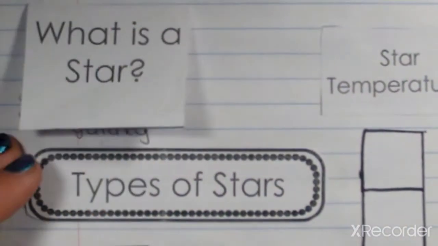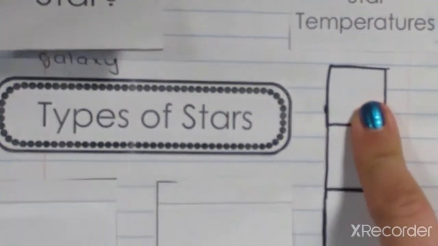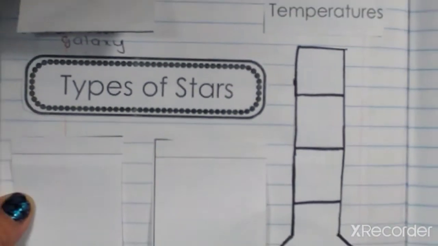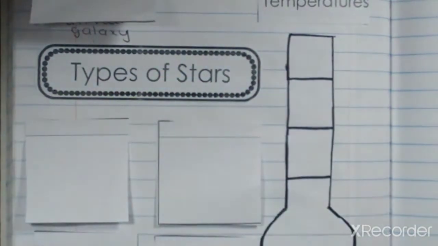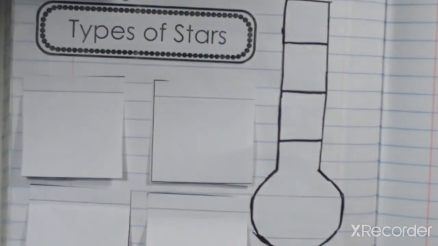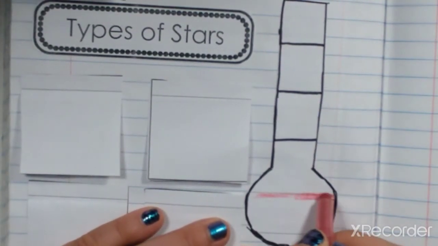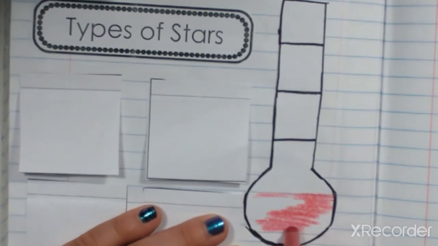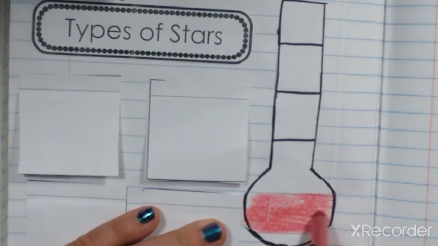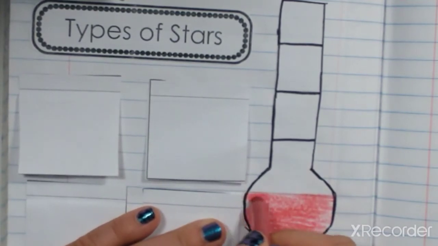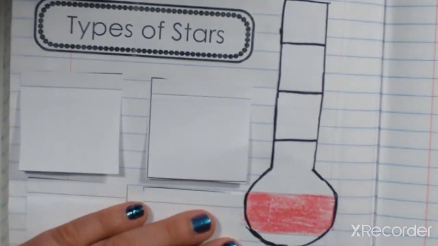Okay, so types of stars. As we go further down the thermometer, the colder something is. The higher we get, the warmer it is. So we're actually going to start with the coldest stars first. Now they're not cold, it's just out of all of the stars, they are the coolest. So I'm going to color this one red, and there's a piece right underneath it that we are going to color brown.